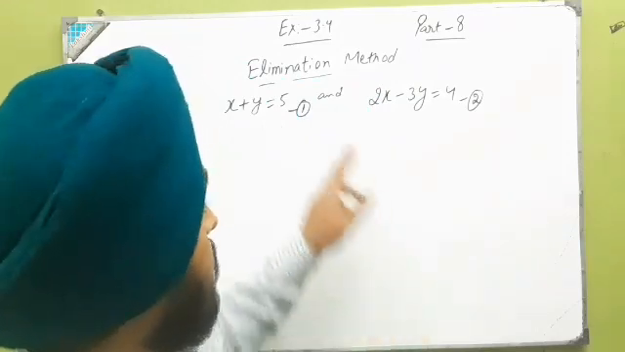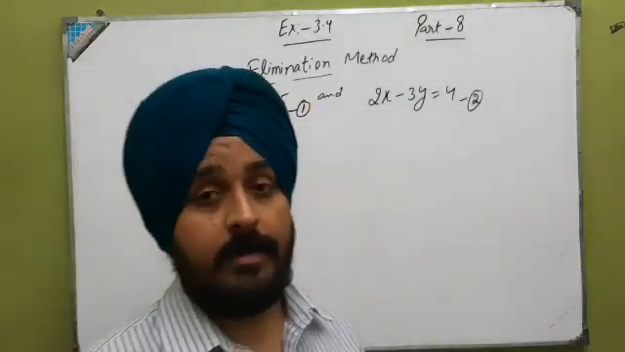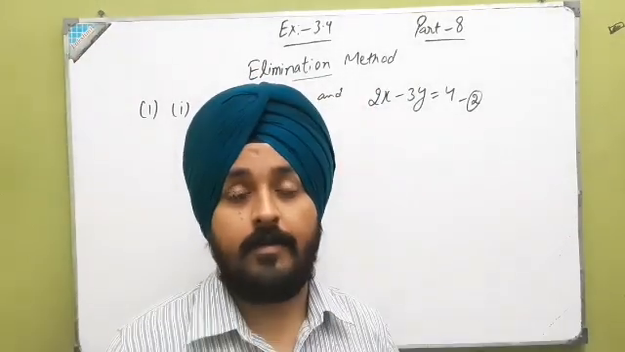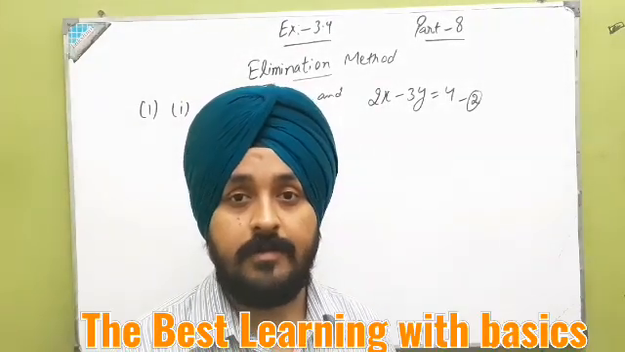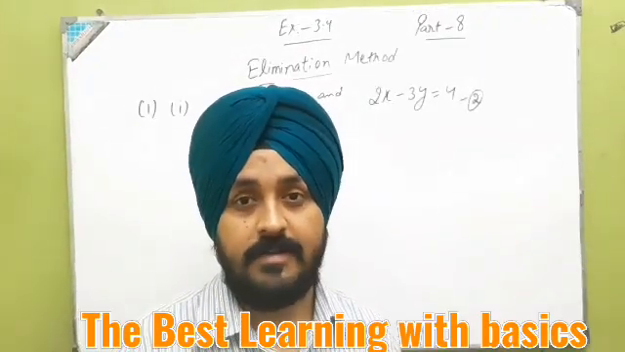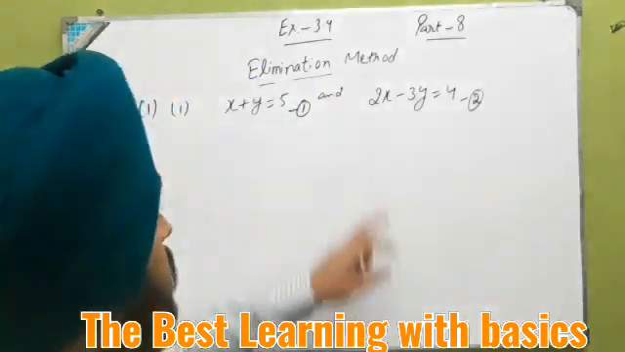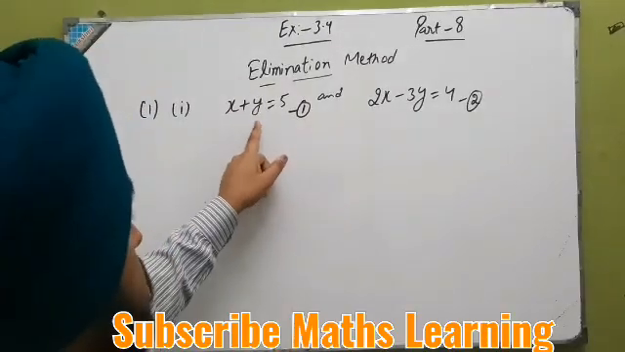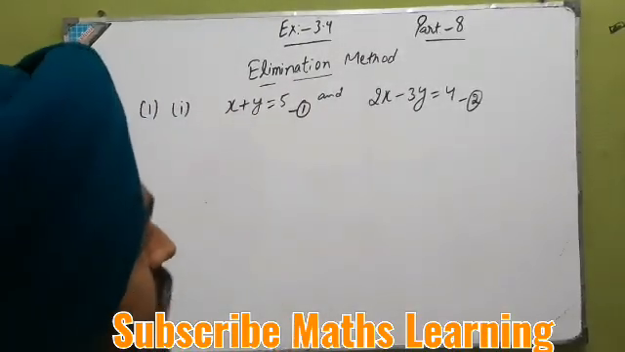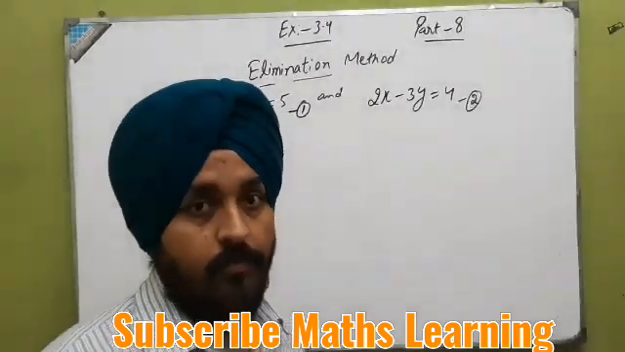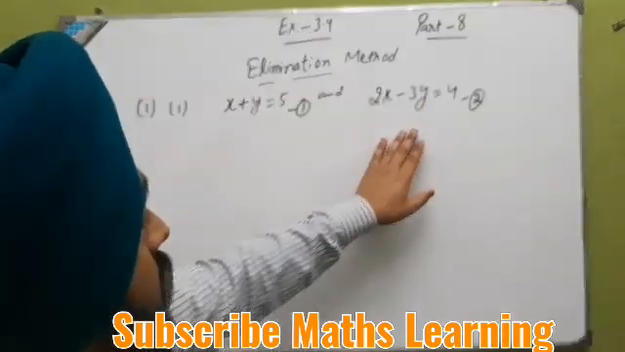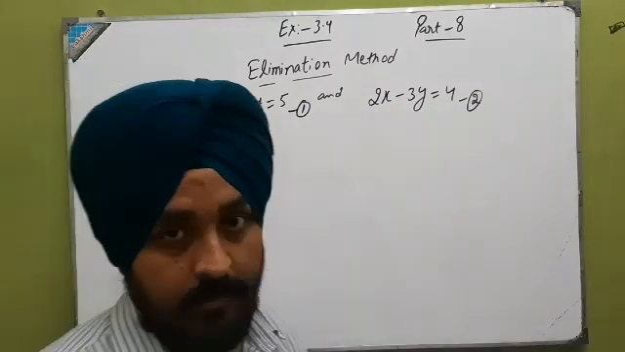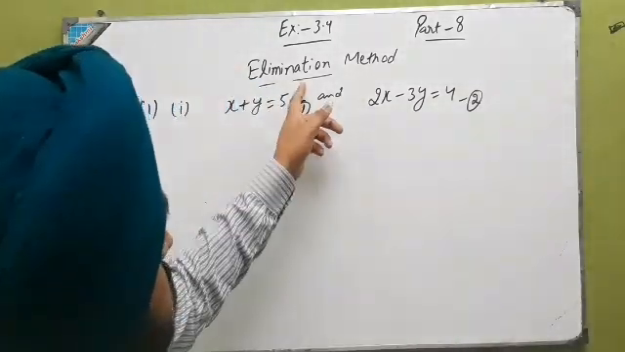Today's topic is elimination method. This method is related to pair of linear equations in two variables, chapter number 3 of class 10. This is exercise 3.4, question number 1, first part. You are given a pair of linear equations x plus y is equal to 5 and 2x minus 3y is equal to 4. You have to solve for x and y by elimination method.